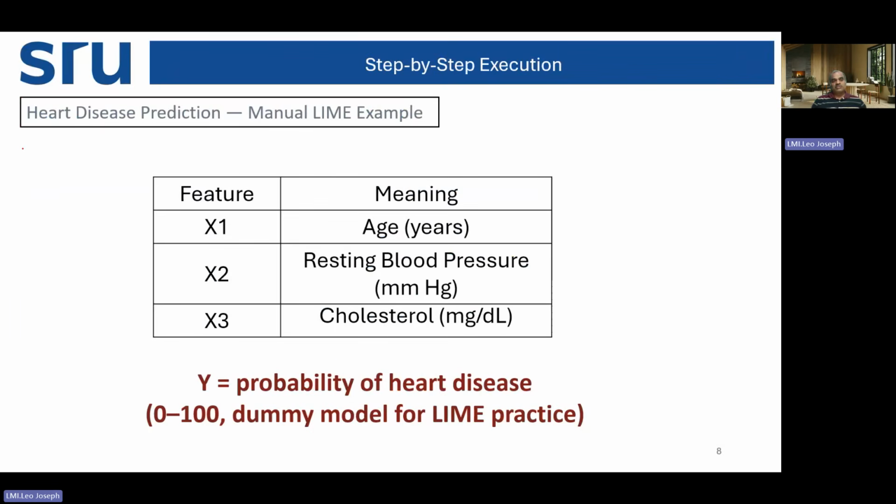So here, first we are taking features X1, X2, X3. Three features I am considering. This is toy data only. One is age, another is blood pressure, another is cholesterol. Before going into this, you need to understand these parameters, which I will tell you in the upcoming slide. The probability of heart disease will be from 0 to 100, so 100%, 68%, 50%, 10%, depending on the prediction. So this is a dummy model for LIME practice.